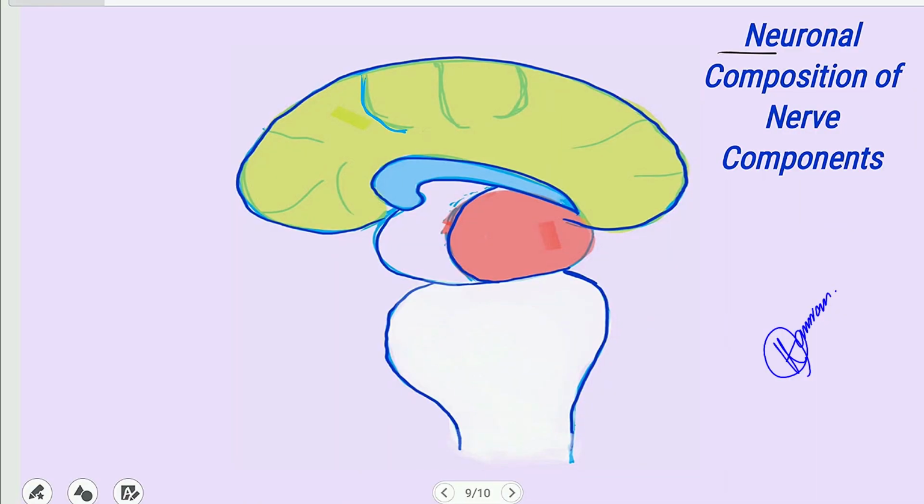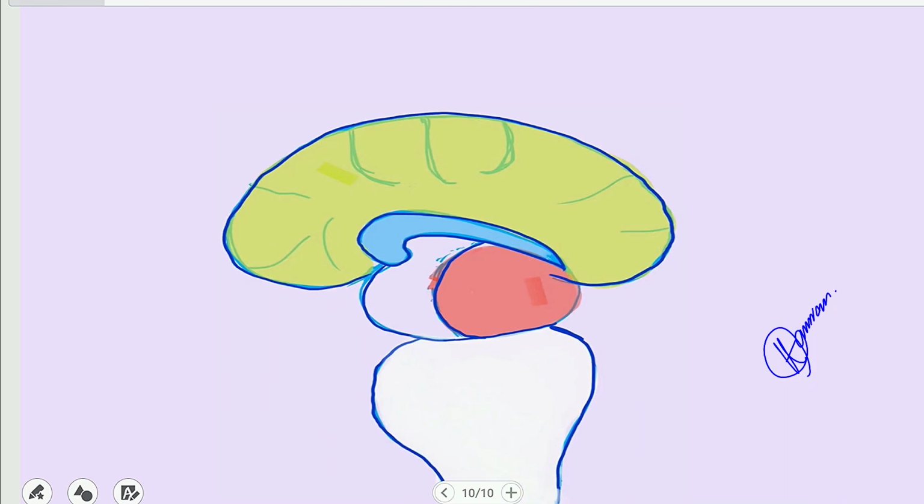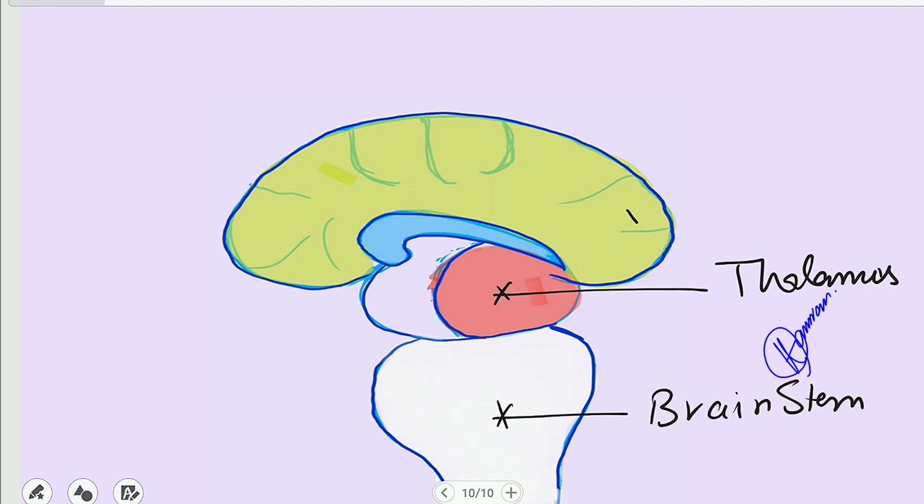Now I'll talk about the neuronal composition of the cranial nerve components: how many neurons are required for each component, starting from its origin till the destination. First, I'll talk about this diagram. Look here. This is the brainstem. This one is the thalamus. And this is the cerebral cortex. Here we have the central sulcus.